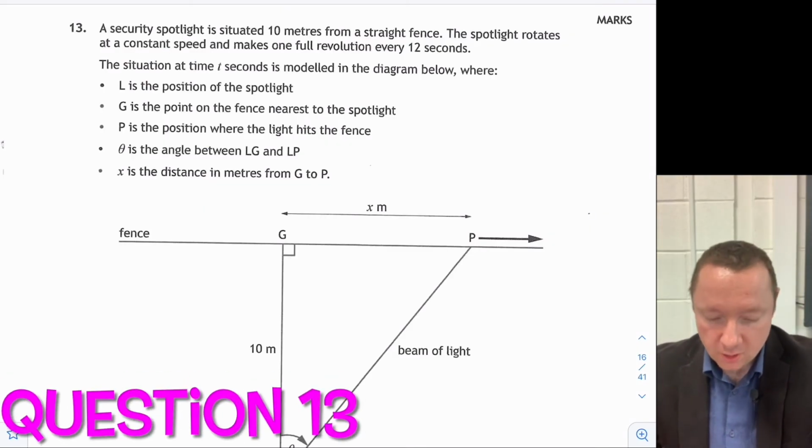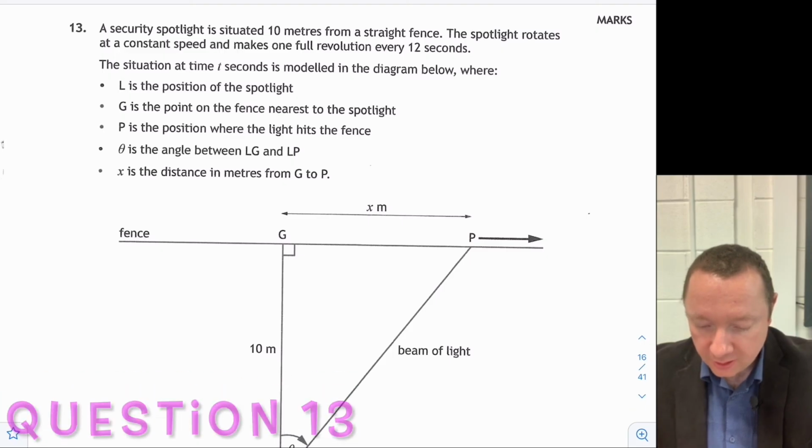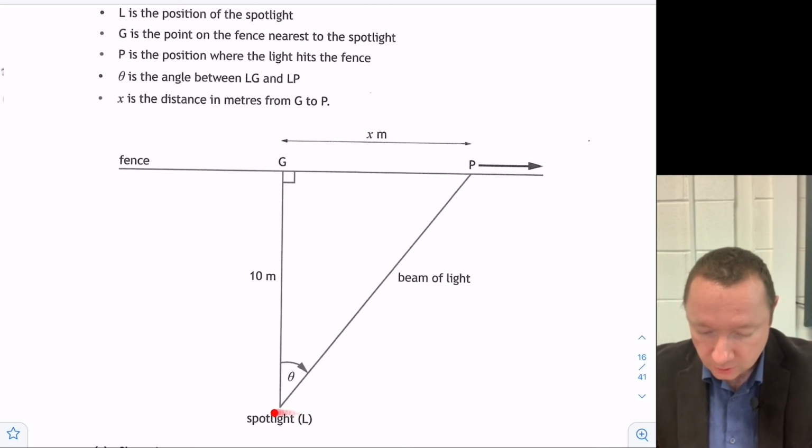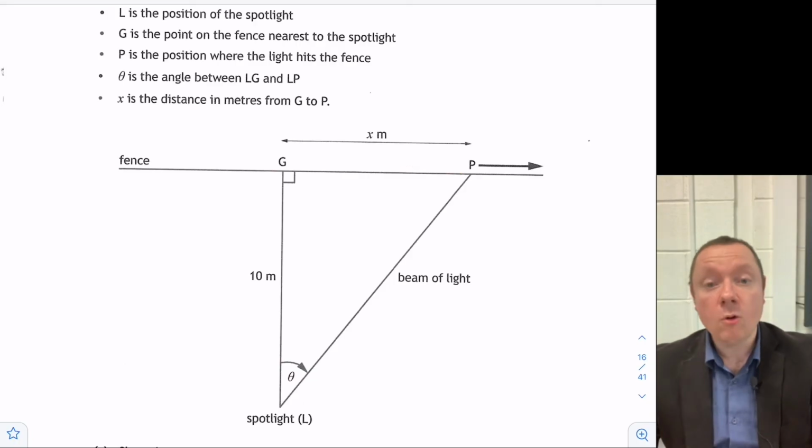Question 13, the last one. A security spotlight is situated 10 metres from a straight fence. The spotlight rotates at a constant speed, making a full revolution every 12 seconds. The situation at time t seconds is modelled on the diagram below. L is the position of the spotlight. G is the point nearest to the fence on the spotlight. P is the position where the light hits the fence. Theta is the angle between these two positions, and x is the distance in metres from G to P, as shown. And we've got quite a big question to go through.